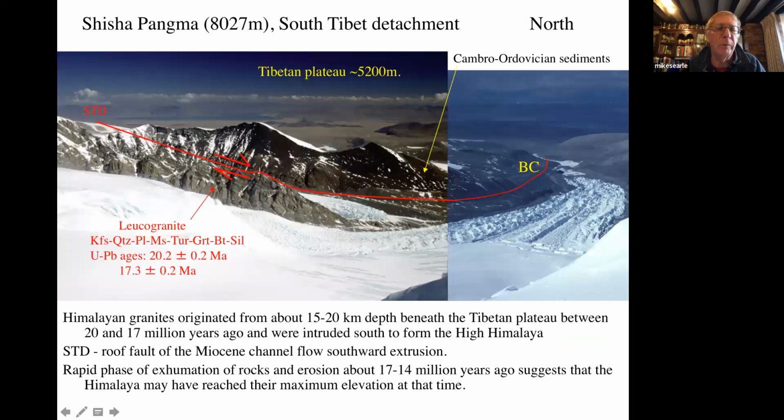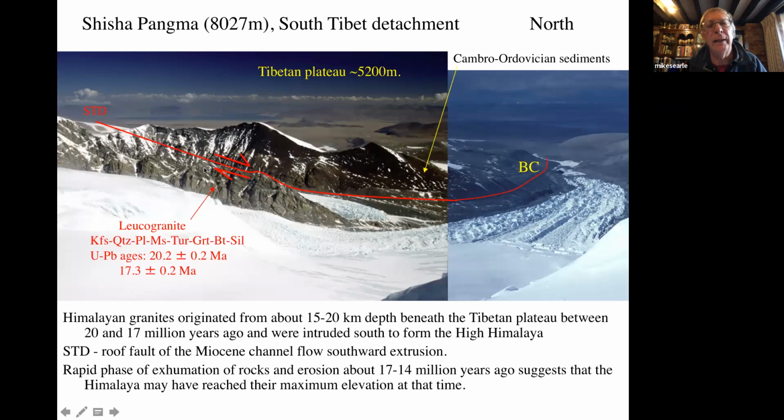This is the same normal fault taken from near the top of Shishapangma, which is an 8,000 meter peak in Tibet. This one here is looking north. We're now about 100 kilometers west of Everest in the southern Tibet region. This is the only 8,000 meter peak fully in Tibet. And again, the same structure is right here. These are Cambrian, Ordovician, unmetamorphosed sedimentary rocks. And these are leucogranites that we've got ages of 20 and 17 million years.